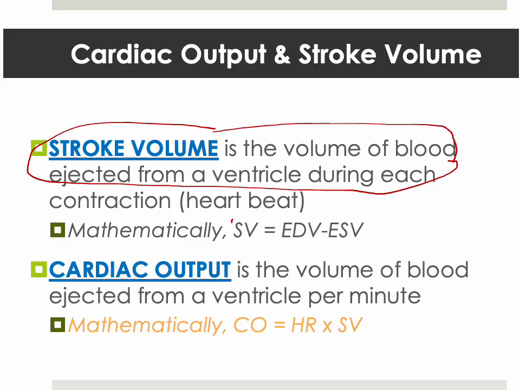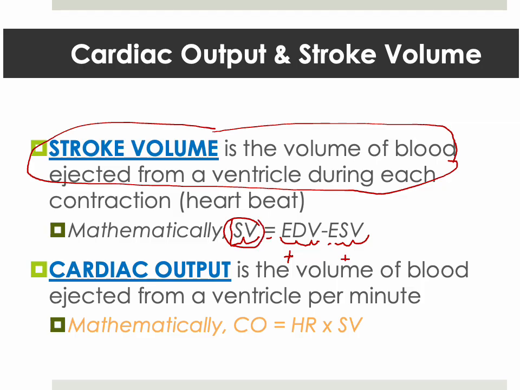Basically, what it's saying here is stroke volume equals the end diastolic volume minus the end systolic volume. Meaning, we know there's an amount that was left when the blood was filling in the ventricles, and there's an amount of blood that is left after the ejection. The difference between these two will make the stroke volume.